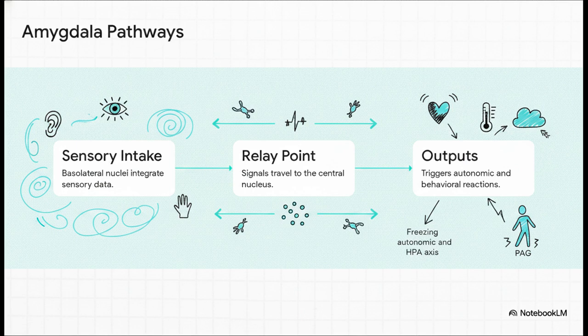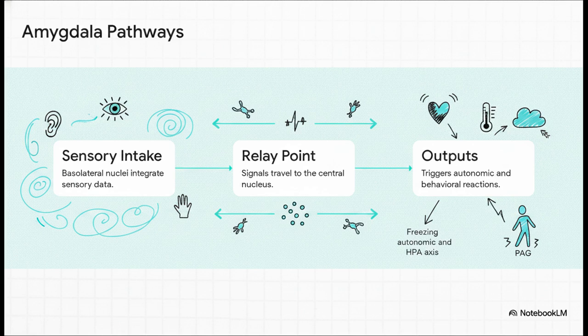Step 1 is sensory integration. Sensory data, whether that's a sound, a sight, or a touch, enters the basolateral nuclei of the amygdala. This is where the initial pairing of, say, the tone and the shock creates physical synaptic changes. Then, in Step 2, those signals travel to the relay point, which is known as the central nucleus. Finally, we hit Step 3, coordinated outputs.